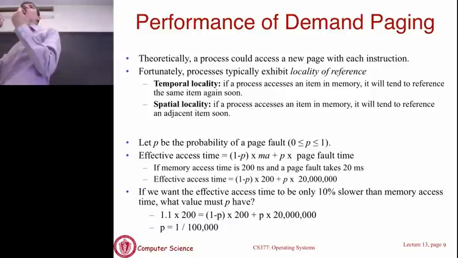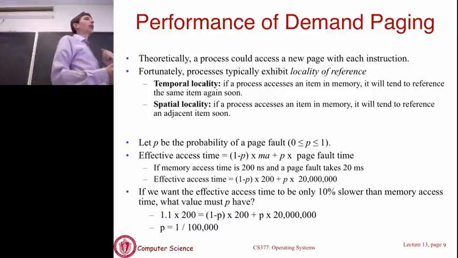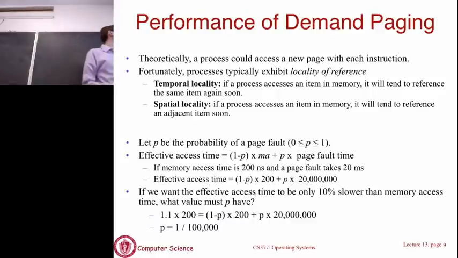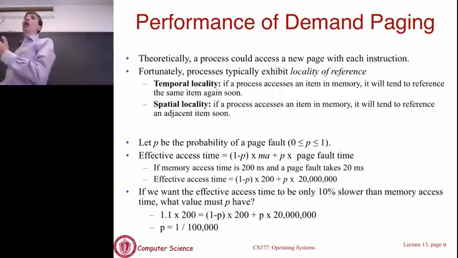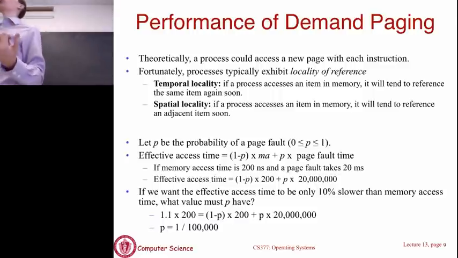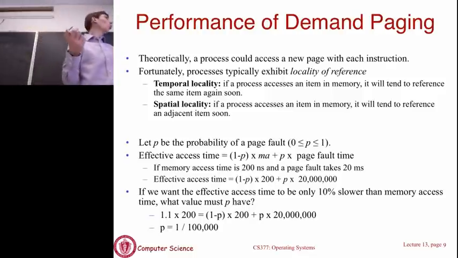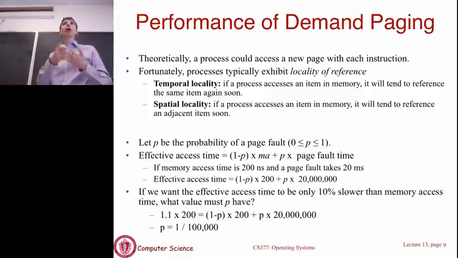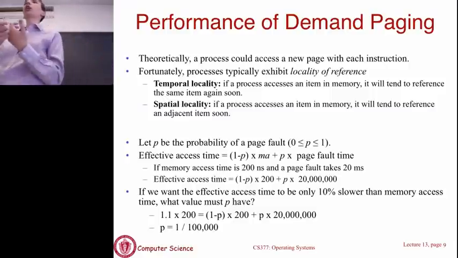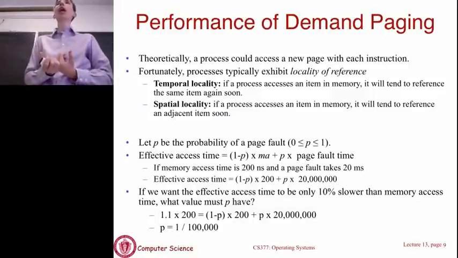So what does that mean? That means that in order to take no more than a 10% hit in your memory access time, only 1 in 100,000 memory accesses can incur a page fault. This sounds really bad, because 1 in 100,000 seems like barely any page faults at all. That sounds like it would be very difficult to achieve.